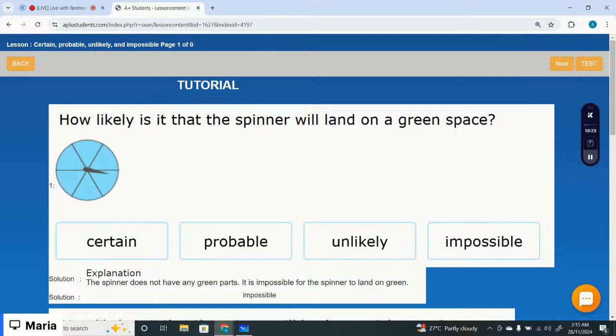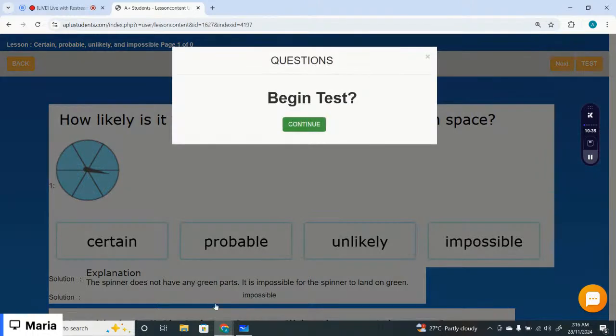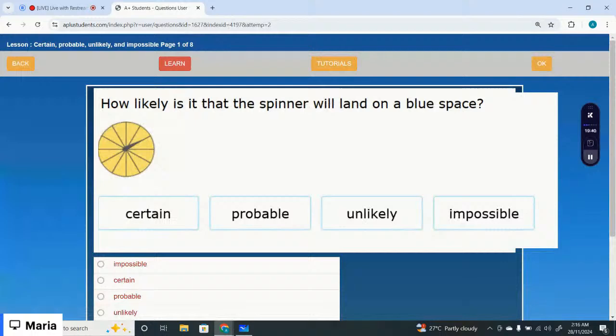Impossible, because no portion on the spinner is green. Then how will it land on green? Right? No portion is green, so how will it land on green? So that is impossible. Let's just start with the test questions. How likely is it that the spinner will land on a blue space? The correct option is impossible because no portion of the spinner is blue. Option number one is the correct option.